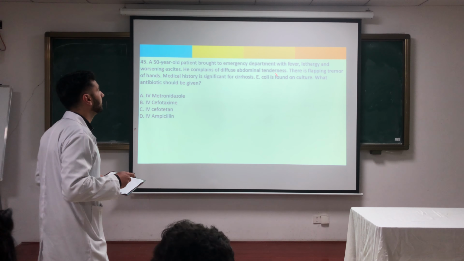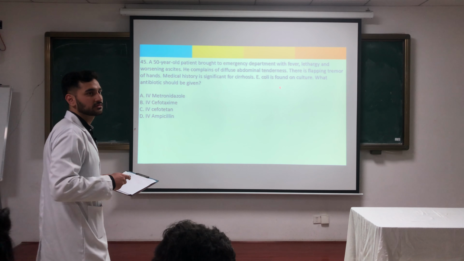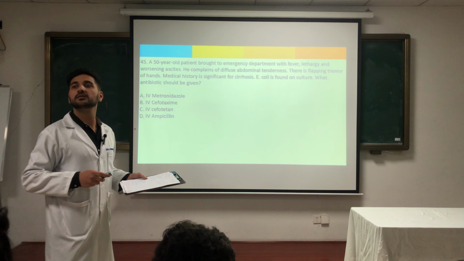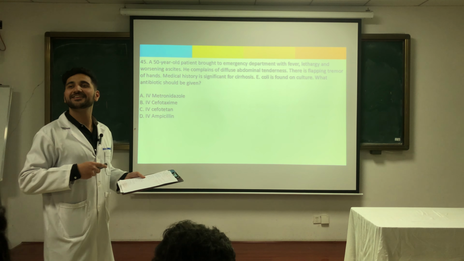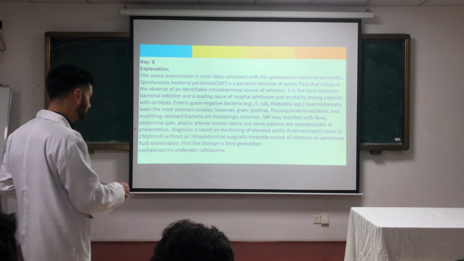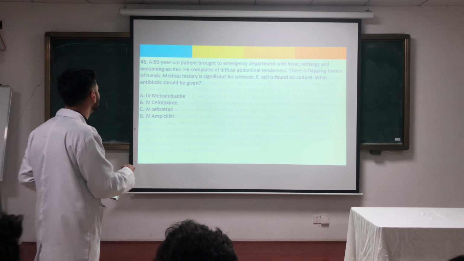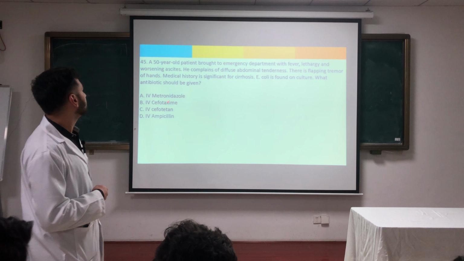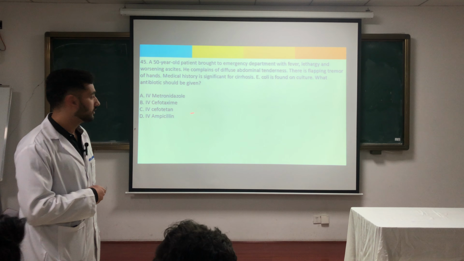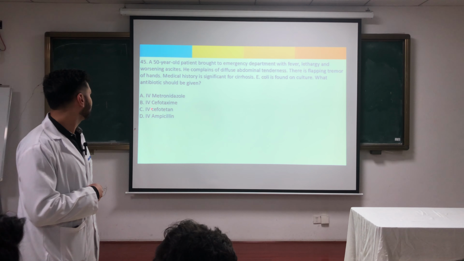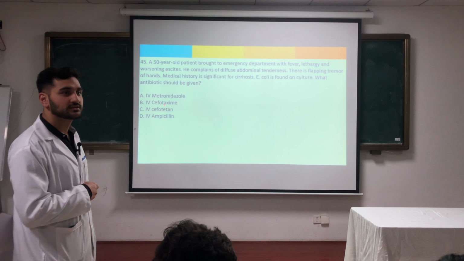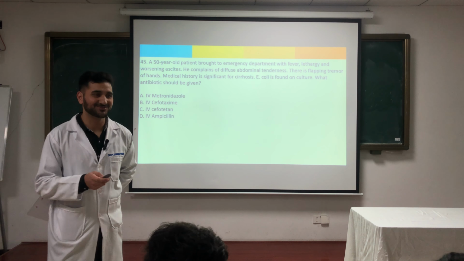So, E. coli causes which disease? Anyone can tell? Bacterial. E. coli causes which disease? UTI, urinary tract infection. So, which antibiotic should be given if there is a case of E. coli? IV cefotaxime. So, which class of cephalosporin is this? Yes, please sit down. Thank you.